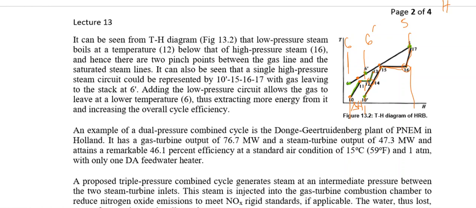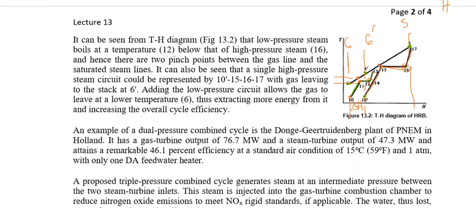from the gas cycle and the steam cycle. So the more these pinch points are apart, the heat exchanger efficiency is less, and the nearer they are to each other, the efficiency of the heat exchanger is more. So that is actually the pinch point. So adding the low pressure circuit allows the gas to leave at temperature 6, thus extracting more energy from it and increasing the overall cycle efficiency.